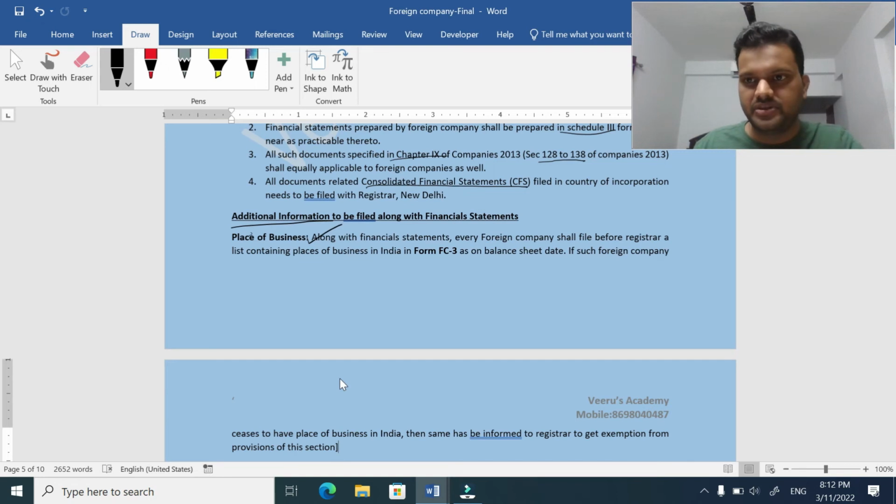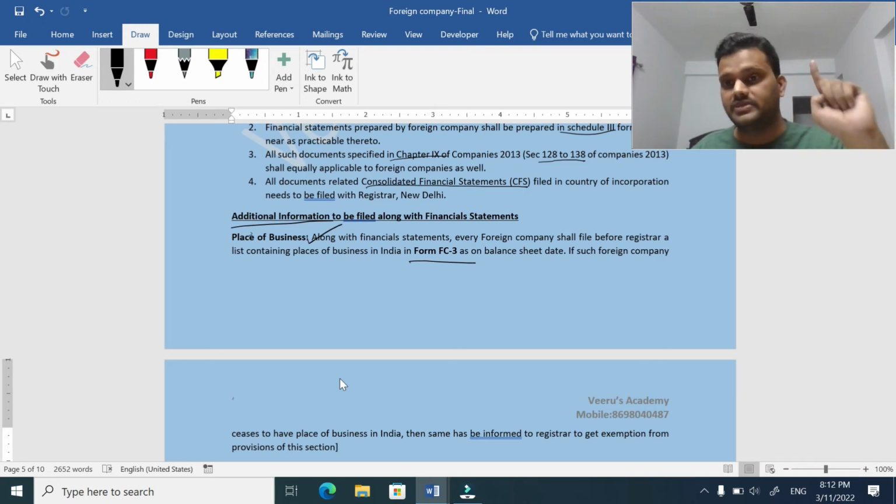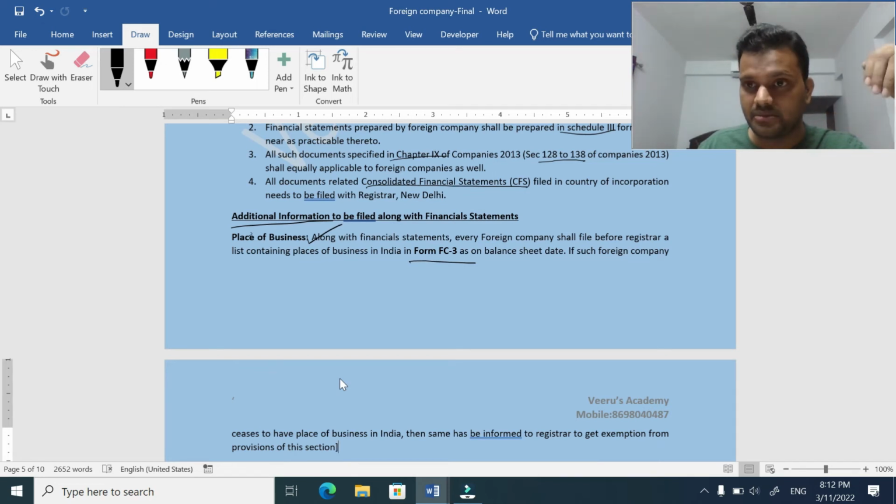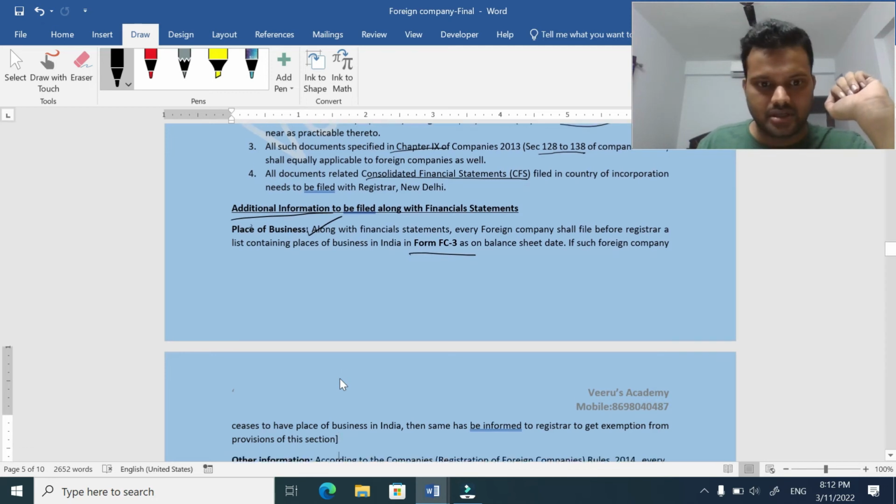For that purpose, every year a foreign company needs to file a list of places of business in Form FC3, as on the balance sheet date. There are two forms I mentioned here. FC1 we have already seen about the place of business, but that is applicable the first time the foreign company establishes a place of business. That is the first time they have to provide the list of places of business, in FC1. But FC3 is of a repetitive nature. Every year they need to file this FC3. FC1 is only one time. FC3 is every year. That is the difference.